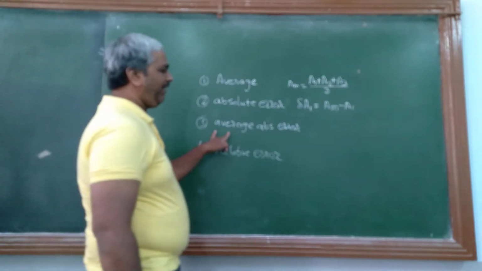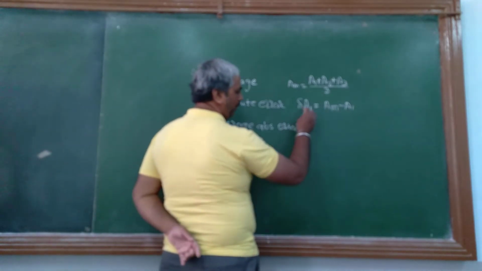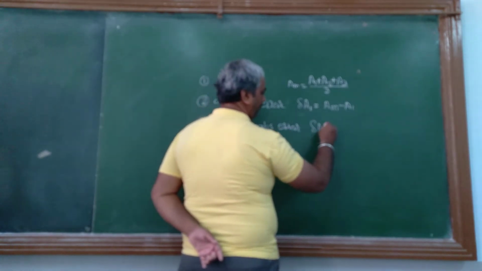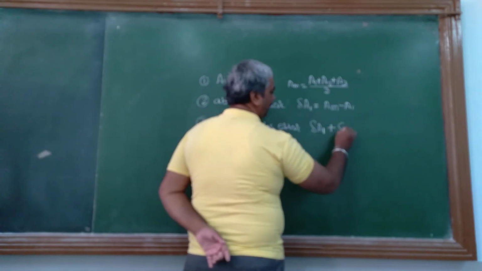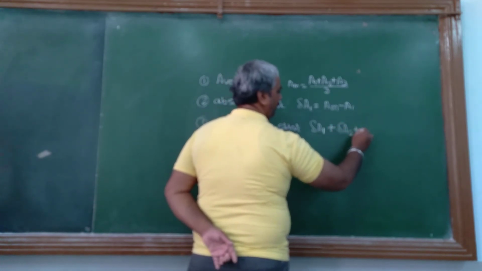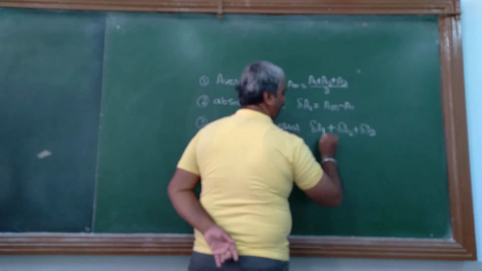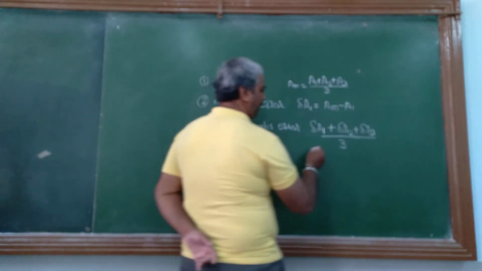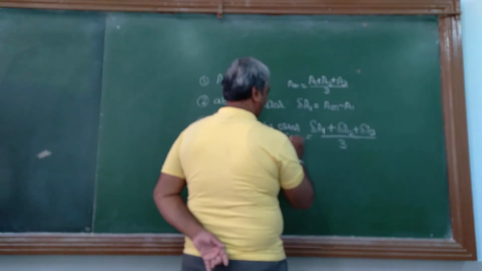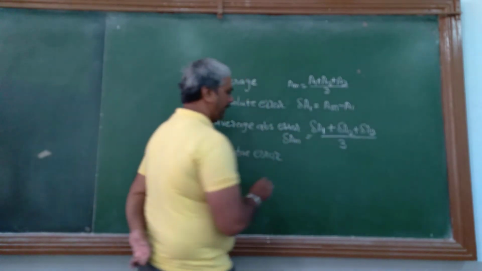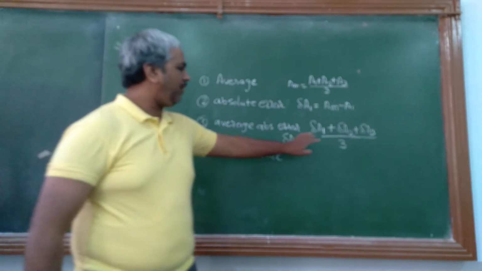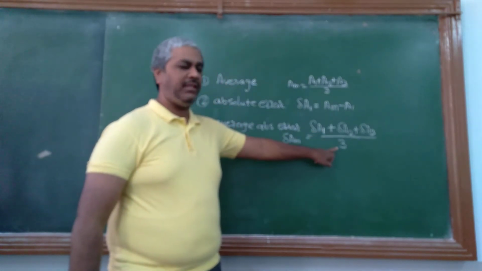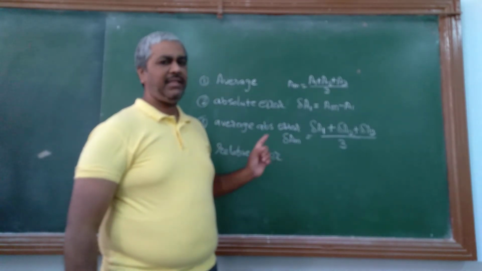Next is to find out the average absolute error. In average absolute error, what we do, we have the average of absolute errors, that is delta A1 plus delta A2 plus delta A3 upon 3, and this would be called as say delta AM. Delta AM will stand for average of these absolute errors divided by number of readings. So delta A1 plus delta A2 plus delta A3 divided by 3.